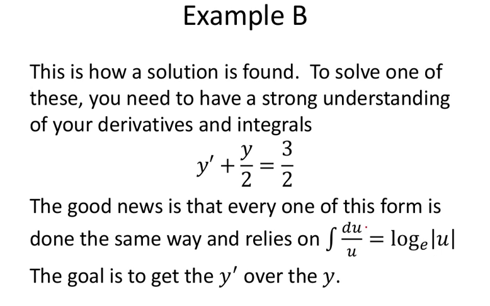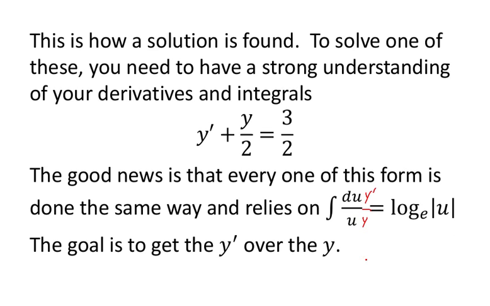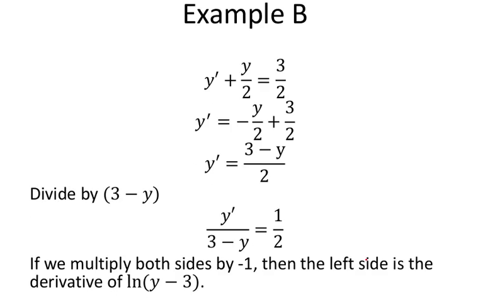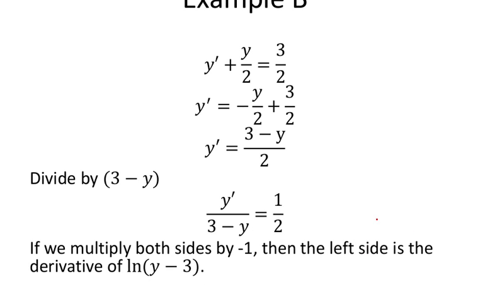And so to make it look like du over u, you need to get the y prime over the y. And so we have to do a little bit of algebraic rearrangement. So bring the y over to the other side because we're going to be dividing it under eventually. And now those two terms are divided by 2, so you can put those under a common denominator of 2. And now divide both sides by 3 minus y. And there you have it. You have the y underneath the y prime.